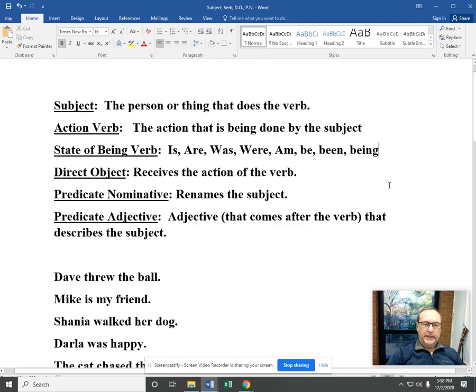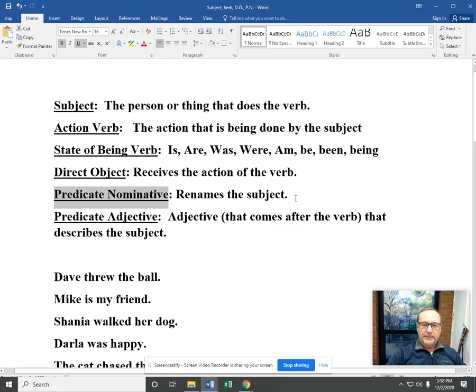And then things get a little bit complicated when we get into things like direct objects. So I'll give you a definition of the direct object. The direct object receives the action of the verb. And we'll apply that to some of these examples and talk about what that means. Now we're going to get into a couple of terms that you may never have heard of, and those are predicate nominative and predicate adjective. These sound a little complicated at first, but they're actually not. I'll show you what those mean, and we'll apply those to some sentences.